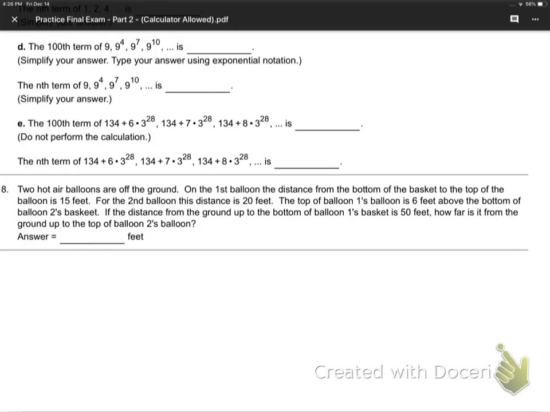Okay, so part D, 100th term of that, what's happening? 9 to the 1, 9 to the 4, 9 to the 7. See those numbers? The powers are just adding 3. So the 9 is a fixture. It's just there. But let's find the pattern in the powers. It's arithmetic again, because it's adding the same number every time.